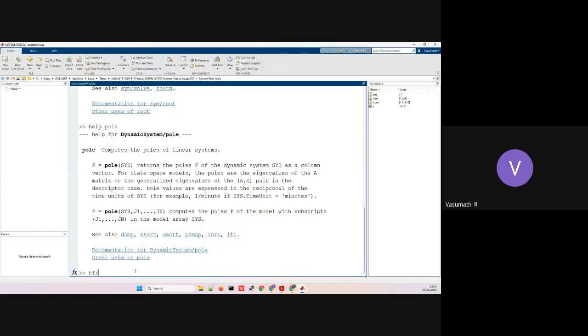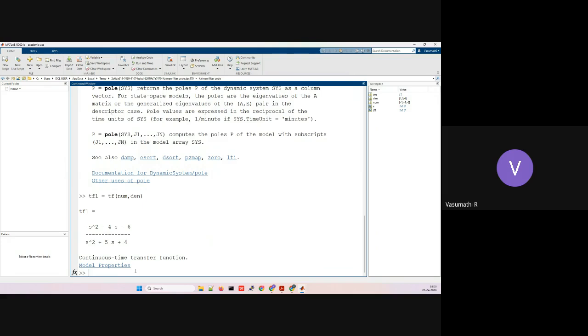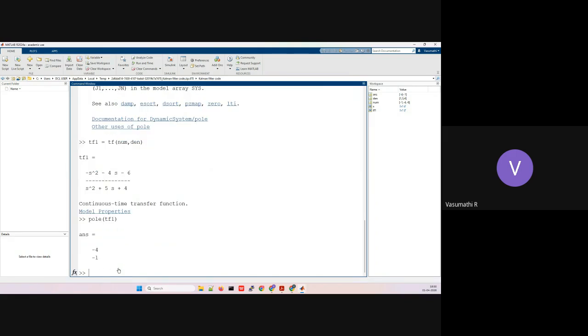Okay, I need to do it as a transfer function, right? Num comma denominator equal to. Okay, fine. This is my transfer function. Now I can find the poles. The poles are located at -4 and -1. So both are in the left half plane, that is, stable poles. This is an open loop system. This is my open loop transfer function G of S, where the poles lie at -4 and -1. That is stable. There is no unstable open loop pole.